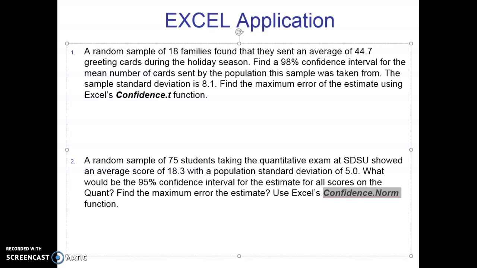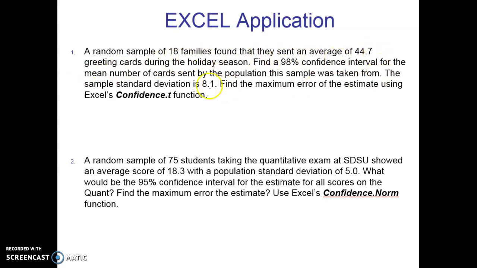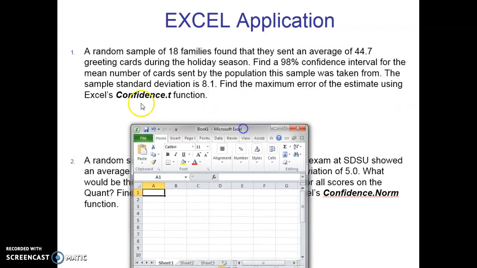Okay, now let's use Excel to create confidence intervals. It says a random sample of 18 families found that they sent an average of 44.7 greeting cards during the holiday season, finding 98% confidence interval for the mean number of cards sent by the population the sample was taken from. The sample's standard deviation is 8.1. Find the maximum error of the estimate using Excel's confidence T function. And we can use the T function here because we're dealing with a sample standard deviation.